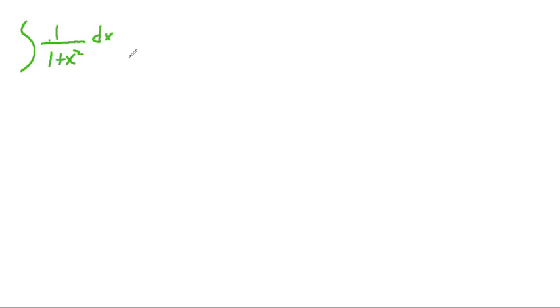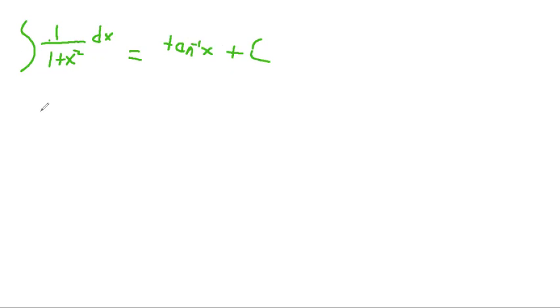is equal to tangent inverse of x plus a constant of integration. Another way of looking at this: if you differentiate the right-hand side, the constant becomes 0, and the derivative of tangent inverse of x, or arctangent x, is equal to 1 over 1 plus x squared. Notice that differentiation and integration are what they call inverse operations, by something called the fundamental theorem of calculus.